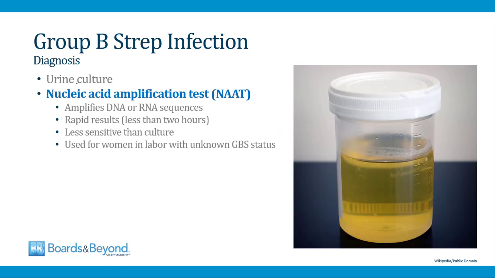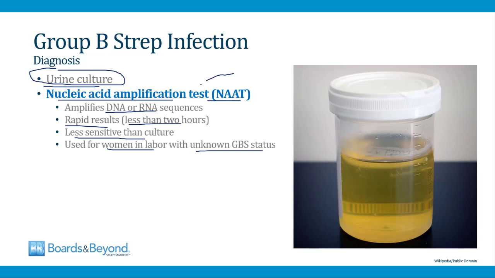The best way to diagnose group B strep infection is through urine culture, but this takes a day or two to come back. So if you need to quickly know whether or not a woman is group B strep positive, the preferred test is nucleic acid amplification testing, or NAAT. This test amplifies DNA or RNA sequences to identify group B strep infection, and it gives you rapid results, usually in less than 2 hours. It's less sensitive than culture, that's why a urine culture is the preferred test, but if you have a woman in labor and you don't know her group B strep status, this is the test that you want to use, and that's because it will come back quickly.